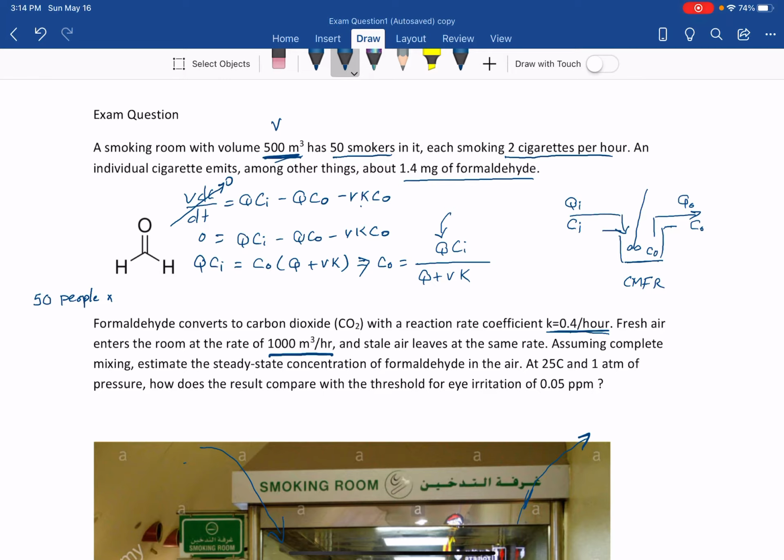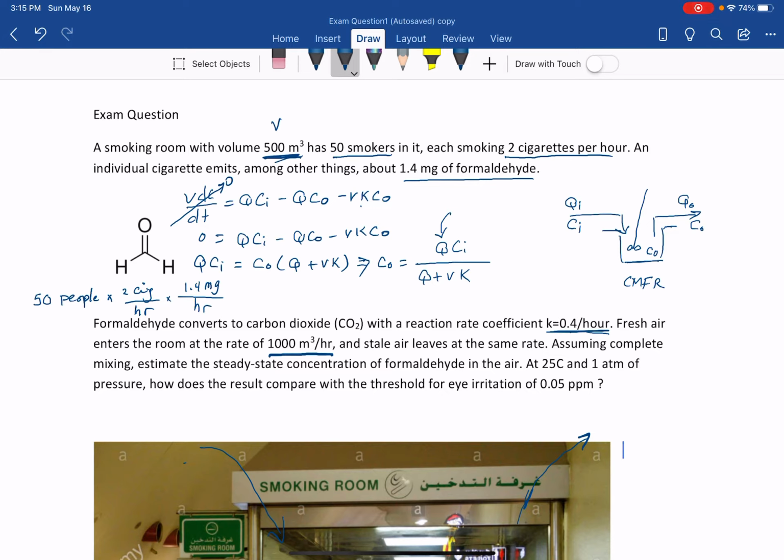Times each one of these people smoke 2 cigarettes per hour. Okay, that's right now 100 cigarettes per hour. And each cigarette will emit 1.4 milligram of formaldehyde per hour.